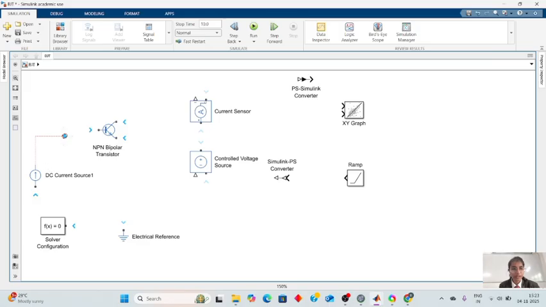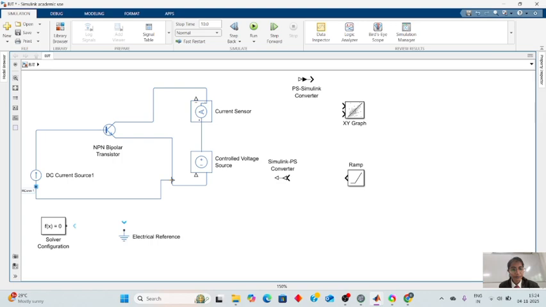Now, let's start the connections. The positive terminal of the DC current source goes to the NPN bipolar transistor. Then this terminal goes to the current sensor, to the controlled voltage source, and again from the controlled voltage source to the end of the NPN bipolar transistor. Then the DC current source is attached to the controlled voltage source, and the ground is attached to the electrical reference.